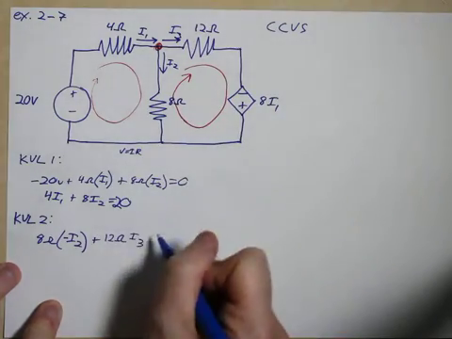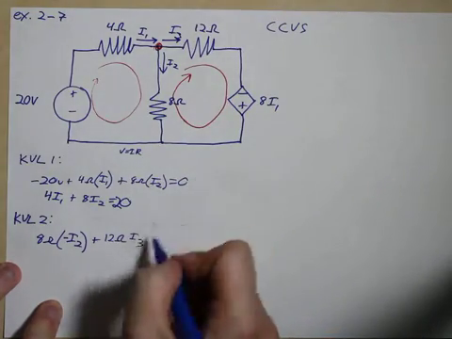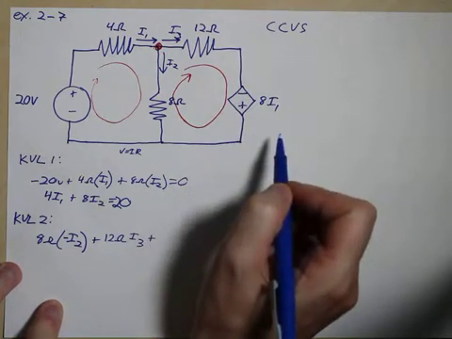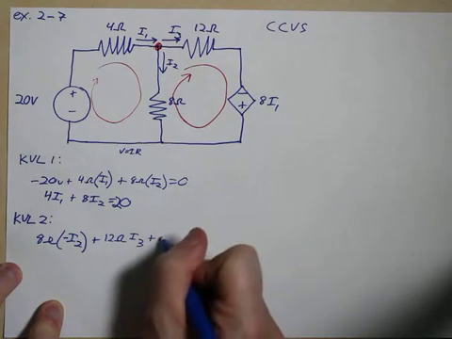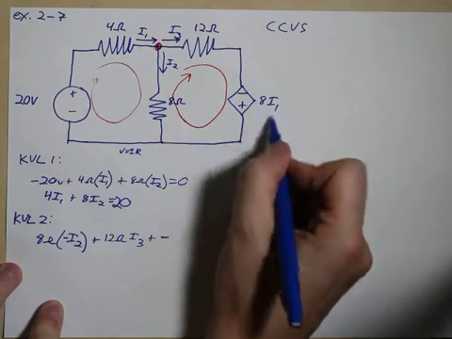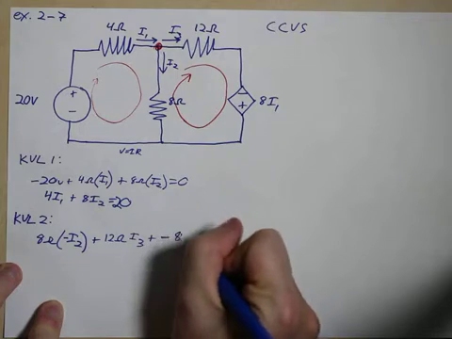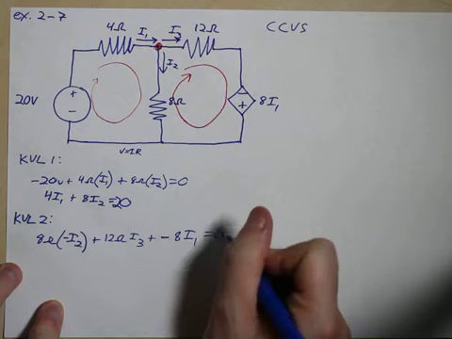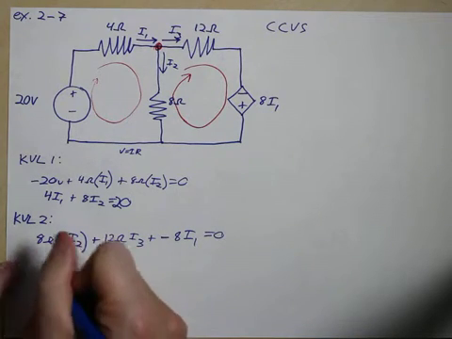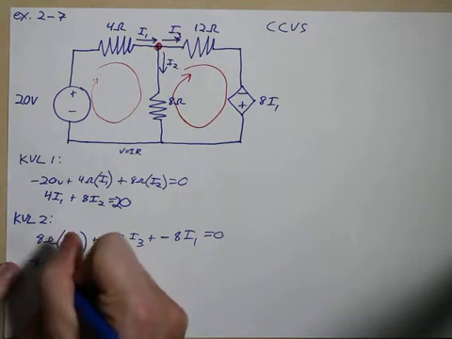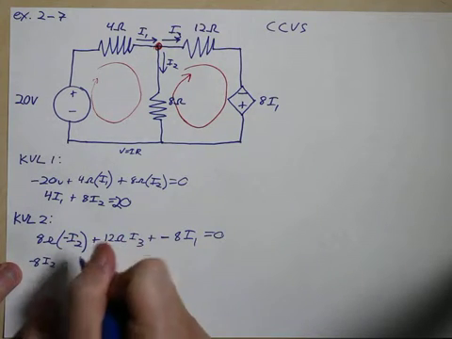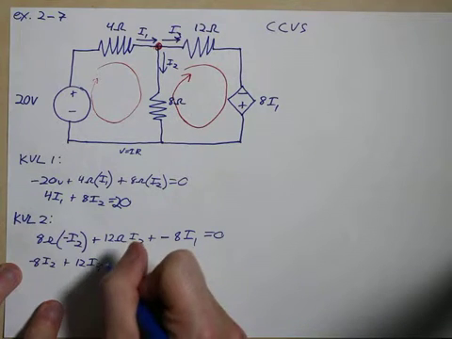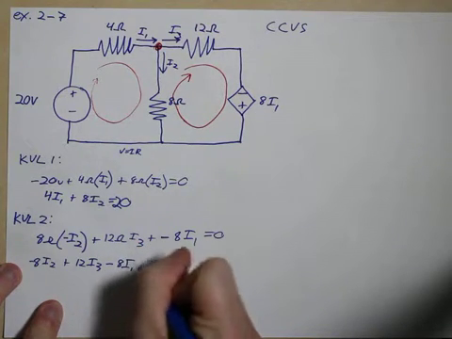Then we're going to come down here, and remember, we're going negative to positive, so that's going to be negative again, so that's actually plus negative. And then this is the voltage, so it's going to be 8I1. And now we're back in the center, so it goes to 0. If we simplify this out, we get minus 8I2 plus 12I3 minus 8I1 equals 0.